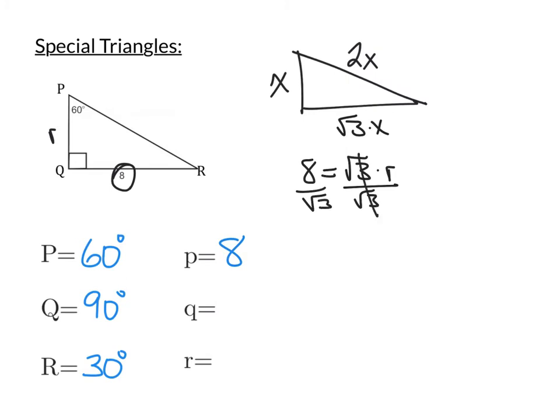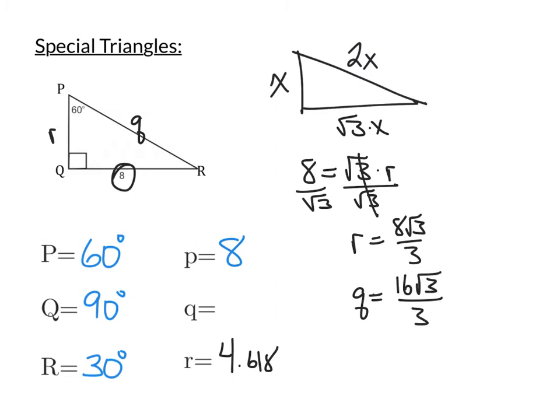And we can simplify and see that r is going to be 8 square root of 3 over 3. And if we went with the decimal for that, that means r would be 4.618. Of course, then to get to the hypotenuse, Q, going from the shorter side to the hypotenuse, we just need to double that side. So Q is going to be twice as big as r, or 16 square root of 3 over 3, which is 9.237.